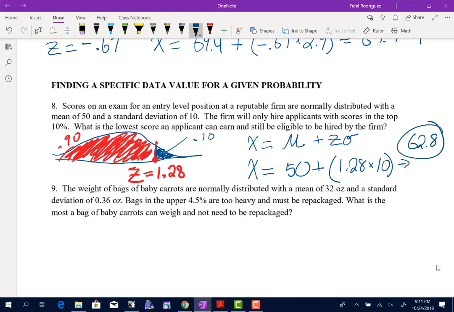We found the boundary for the 90% this way. Well, we're finding the boundary for the 90% this way. That means it's the same thing as finding the boundary for the 10% over there, right? And so the lowest score somebody could make would be 62.8 and still be hired by that firm, right?